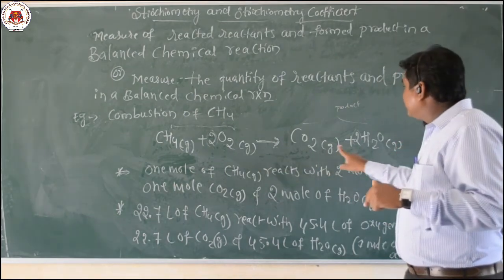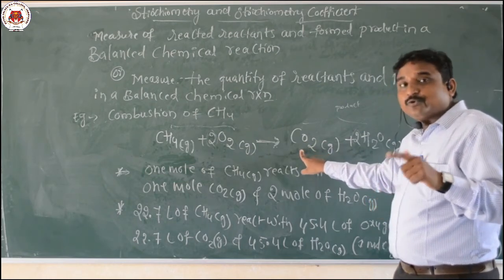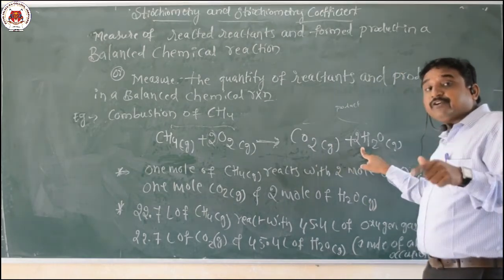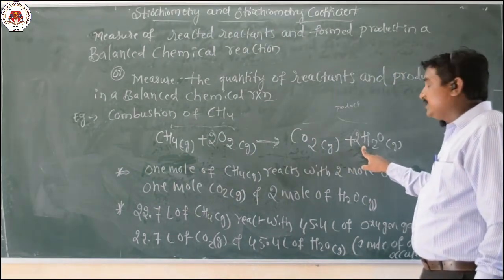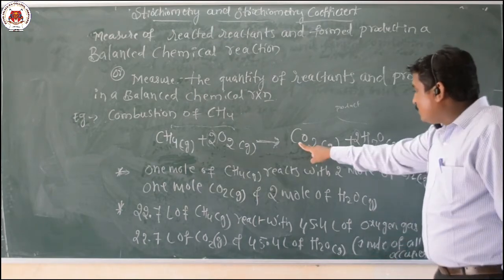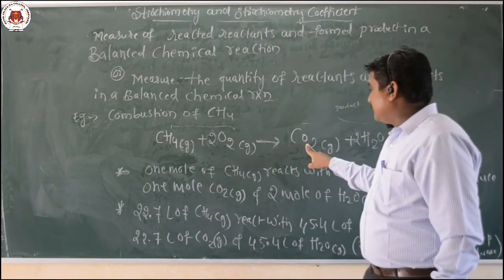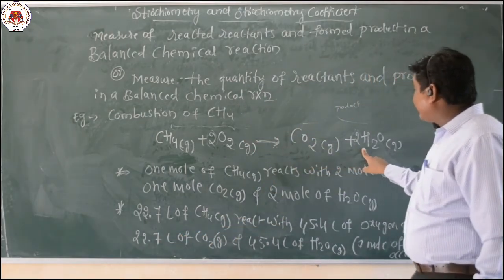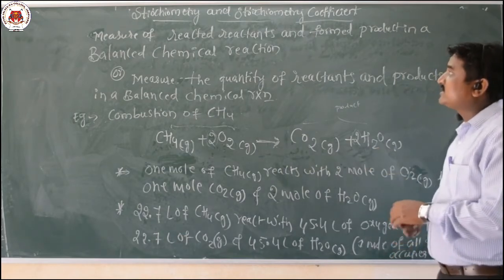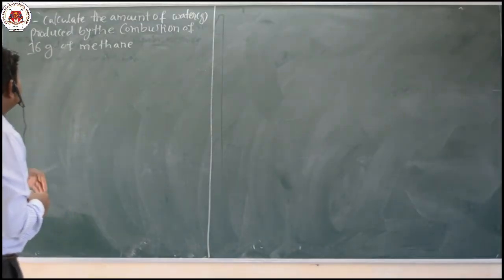So it produces 1 mole of carbon dioxide, that indicates 22.7 liter of carbon dioxide, and 45.4, because this is the double of 22.7, 2 moles are there. Hence it produces 22.7 liter of carbon dioxide and 45.4 liter of H2O. So this is regarding stoichiometry and stoichiometric coefficient. Okay dear students, we will move to the problem.